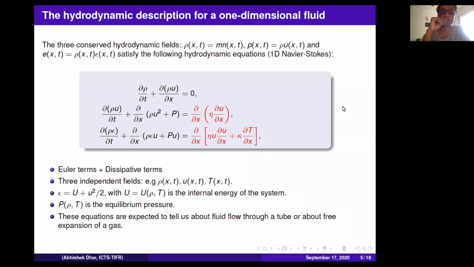Yeah, so it's noticeable that the dissipative term in the energy equation involving U del U by del X has the same coefficient as that in the momentum equation involving del U by del X. So the same parameter eta, the viscosity, appears in both. Now, is there a symmetry that dictates that, or can those two coefficients be different?